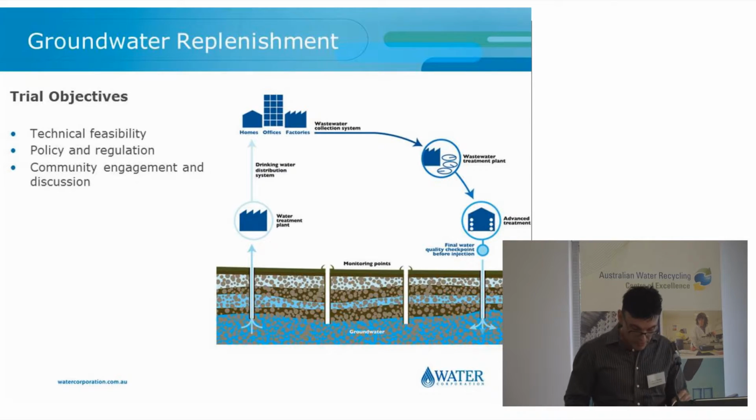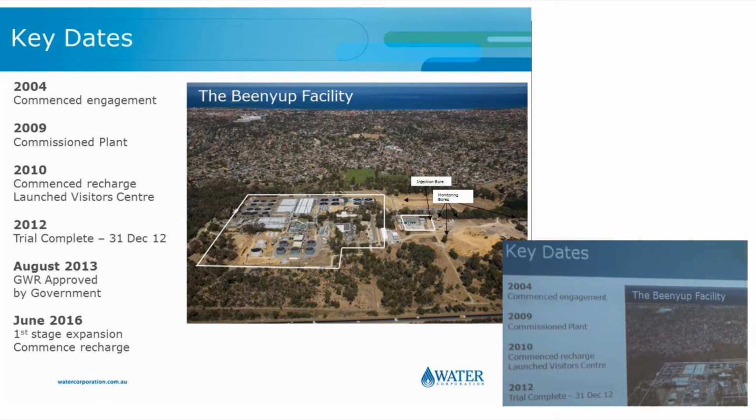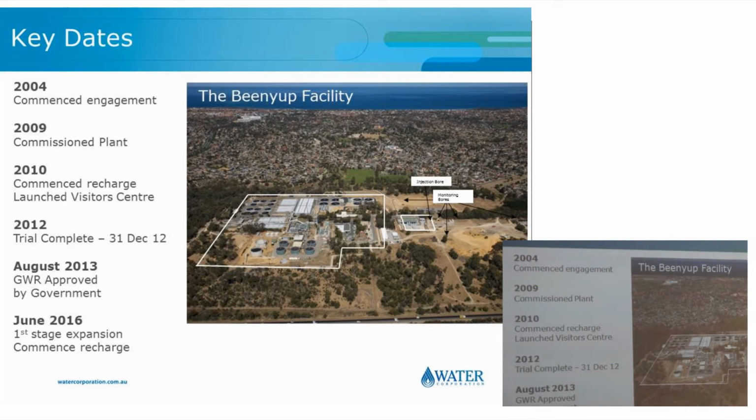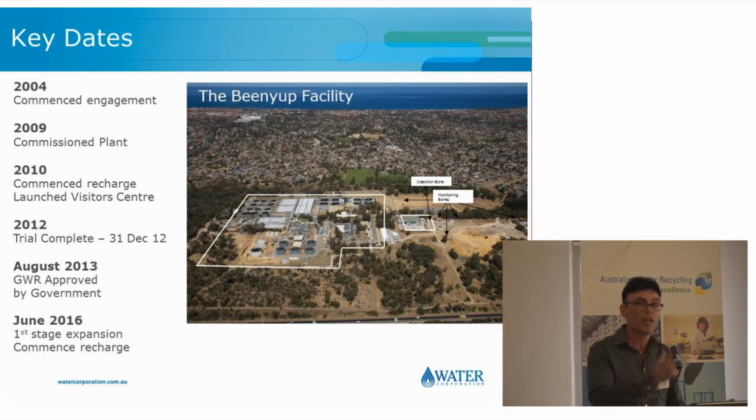Just to go through the dates of the trial, we're now focusing on the 3-year trial. In 2004, we commenced engagement, but it was in 2009 that we commissioned the plant. So it was important to engage with the stakeholders and our regulators. The Department of Health undertook a very sophisticated and extensive scientific review of approximately 400 chemicals of concern. We wanted to know what we needed to analyse in terms of chemicals of concern, and whether the treatment process could remove them. We spoke to community leaders and the community at length to get their support.